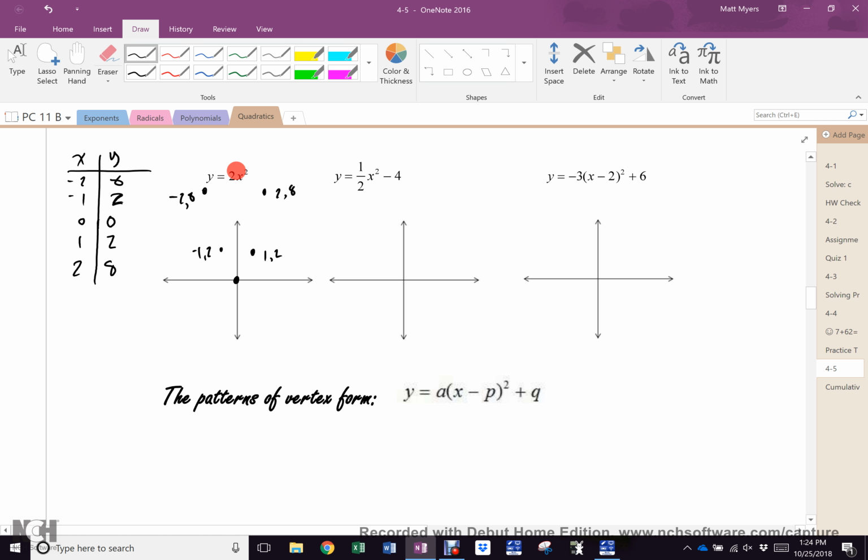Now, take that knowledge and apply it over here. When it was 2, we went up twice as much. So now it's a half. So what will I go up? No. 2 is twice as much. Half is half as much.